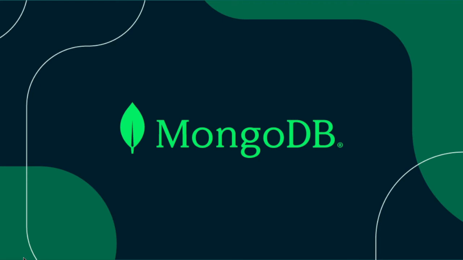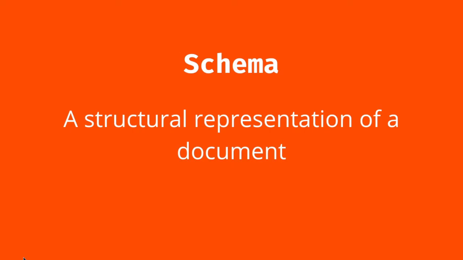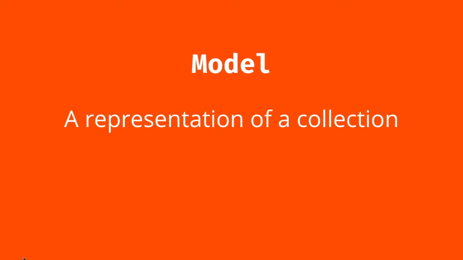And another important thing about MongoDB is that it is schema-less. But what is a schema? A schema is just a structural representation of a document. Within a schema, you can specify what fields should be included in a document and what data type will be accepted for which field. And with the schema, you can create a model. A model is just a representation of a collection. Suppose you have 10 user documents, and if you combine all of these user documents, you get a user collection, and you can create a user model with the user collection. That's simply what a model is. And a model is created with a schema.